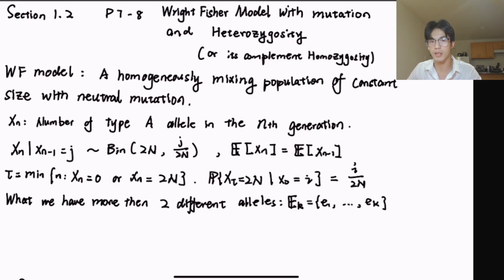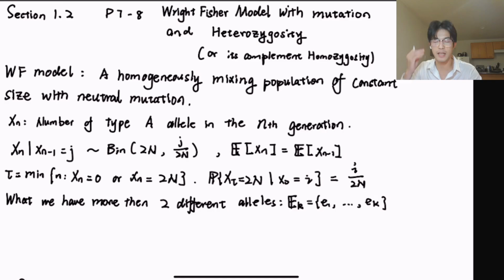And if we model it as a Markov chain, let X_n be the number of type capital A allele in the nth generation. Remember, we only have two types of allele in our previous setting, capital A and small a. And it is clear that X_n given X_{n-1} equals j is binomially distributed. Thanks to my friend Alex for correcting me on this abuse of notation.